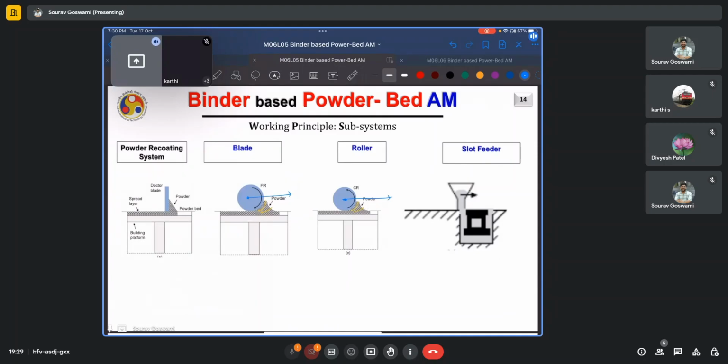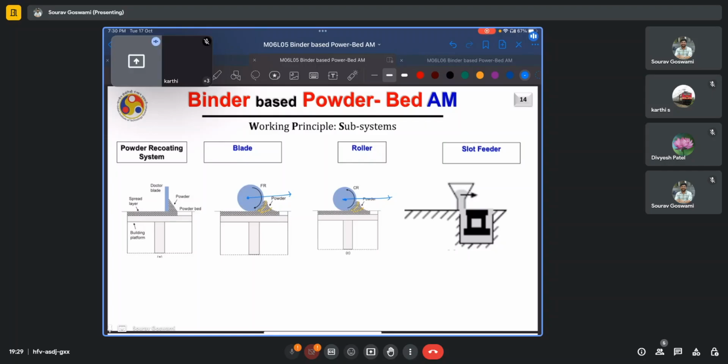Each have their own advantages. The forward rotating roller would compact the layer of powder and lead to better part density, whereas the counter rotating roller will actually increase the powder flowability. So in case you have powders which are not very highly spherical or where the distribution of powder sizes is wide, we may use a counter rotating roller.